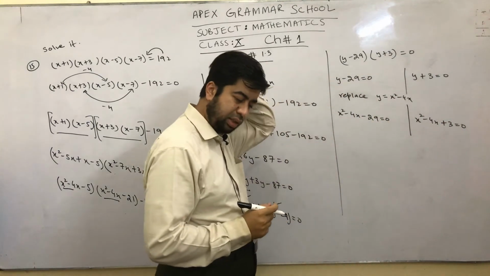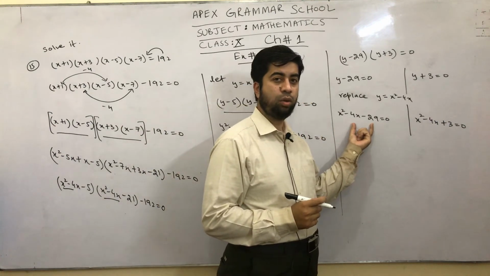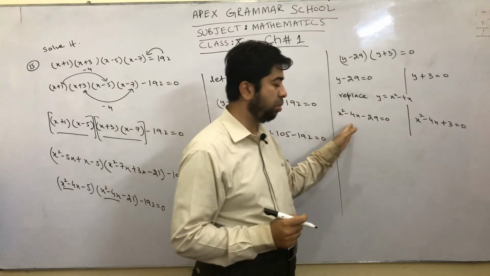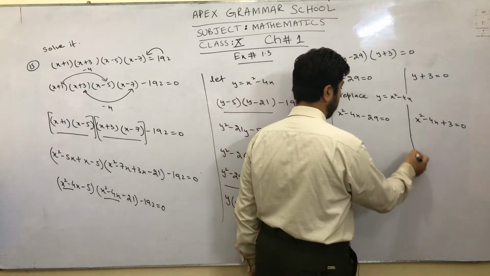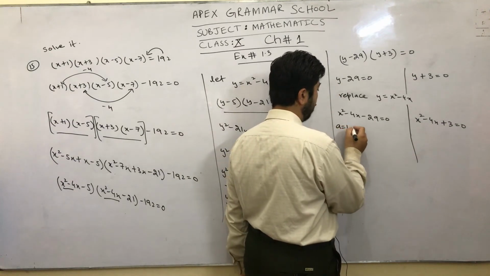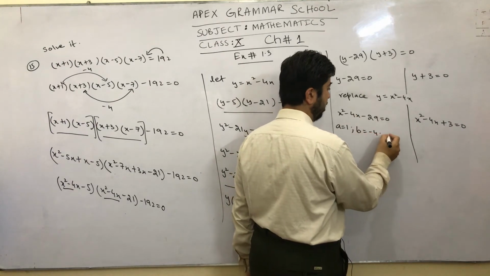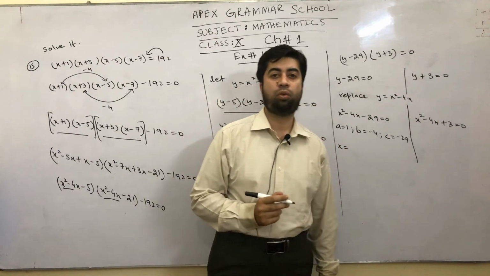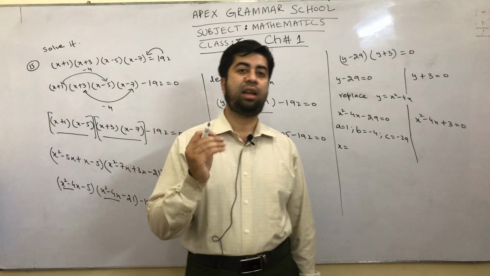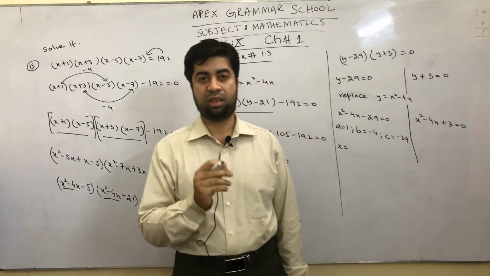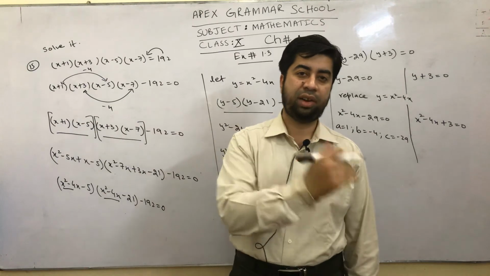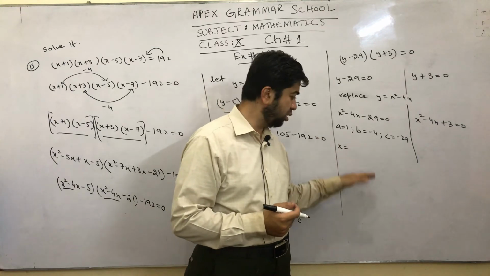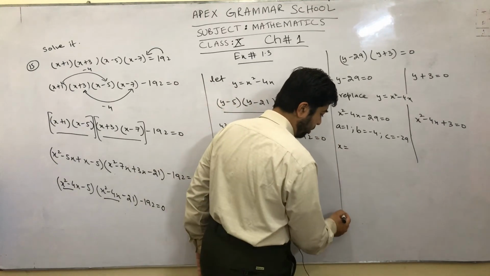Now you can see that this is the quadratic equation and this is also the quadratic equation. You can't apply factorization method here, you just have to apply the quadratic formula here. Here a is equal to 1, b is equal to minus 4 and c is equal to minus 29. Apply quadratic formula, that is x is equal to, you know that quadratic formula. What is the quadratic formula? Recall in your mind, x is equal to minus b plus minus under root b square minus 4ac divided by 2a.